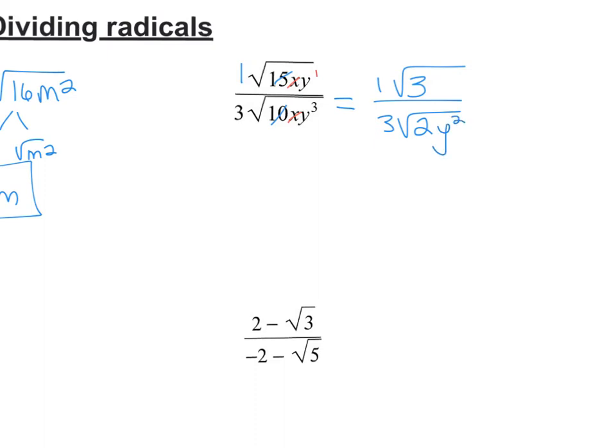Okay, I'm left with radical 3 over 3. y squared is perfect. 2 divided by 2, because the index here is 2, power over root, gets you y to the first, radical 2.